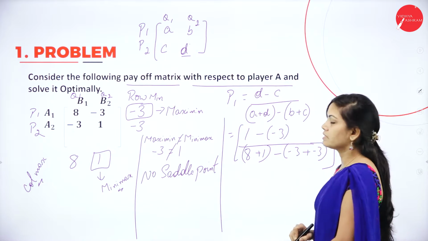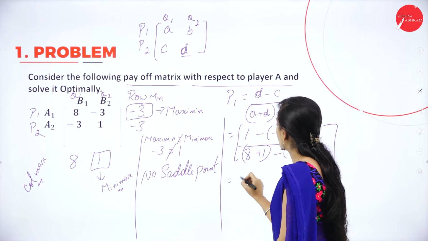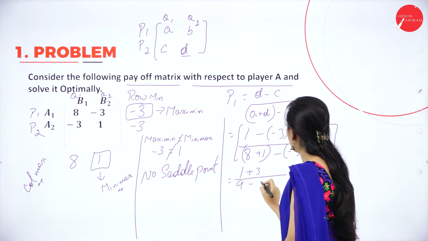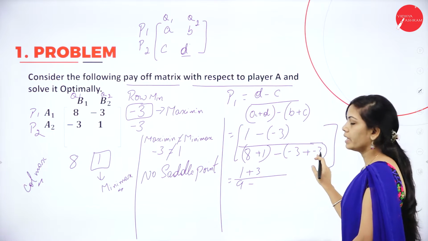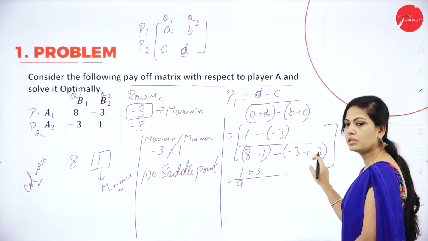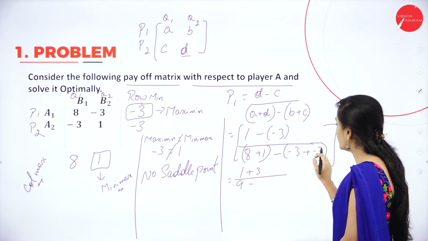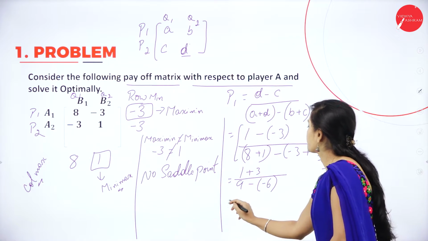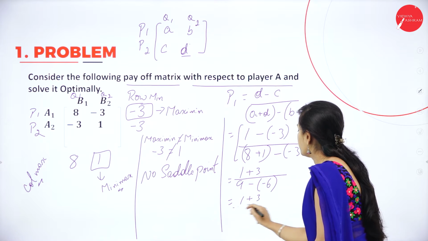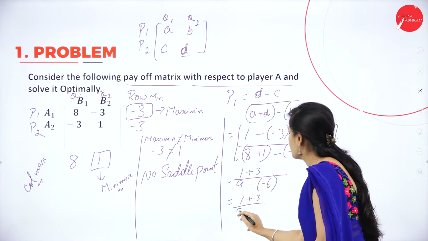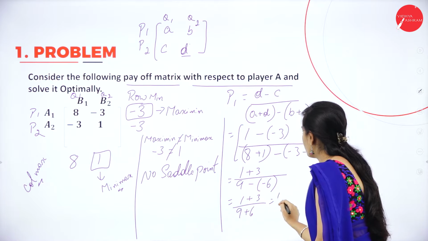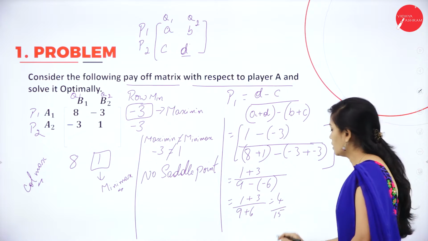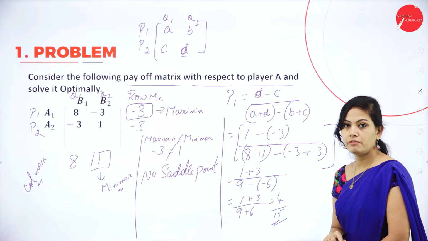Now I will simplify this. 1 plus 3 divided by 9 minus (-3 and -3). Plus into minus, you will get minus only. So -3 and -3 gives -6. 1 plus 3 divided by, minus into minus is plus, so 9 plus 6. So 4 by 15. This is the value of P1.